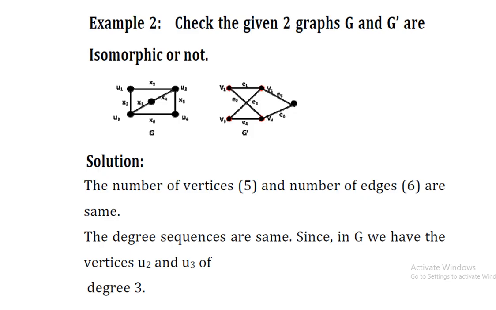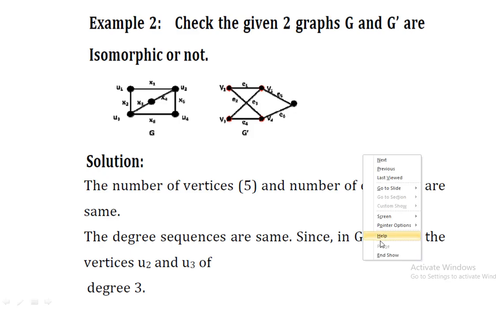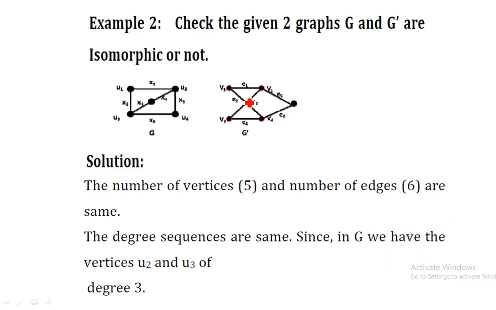In this diagram, how many vertices are there? Of course, the same number of vertices: 5 vertices here, and here also 5 vertices. How many edges? 1, 2, 3, 4 edges and 5, 6 edges. Here also 1, 2, 3, 4, 5, 6 edges. Edges are also equal.